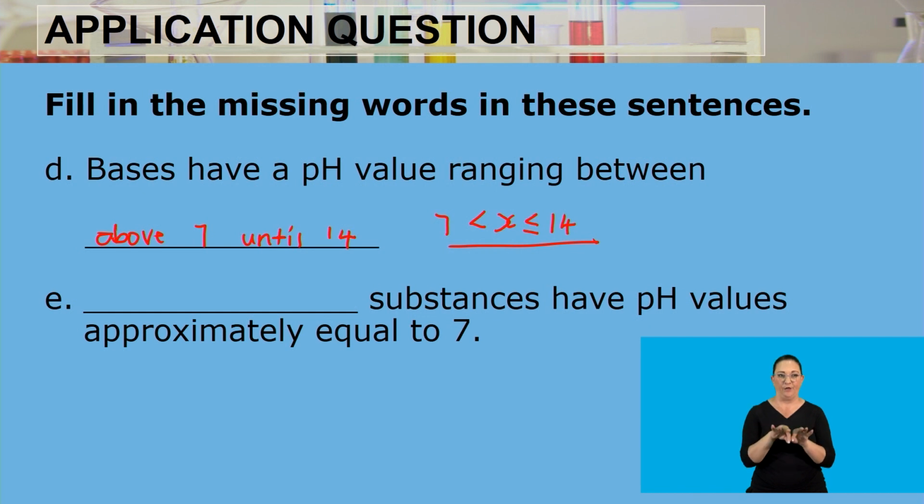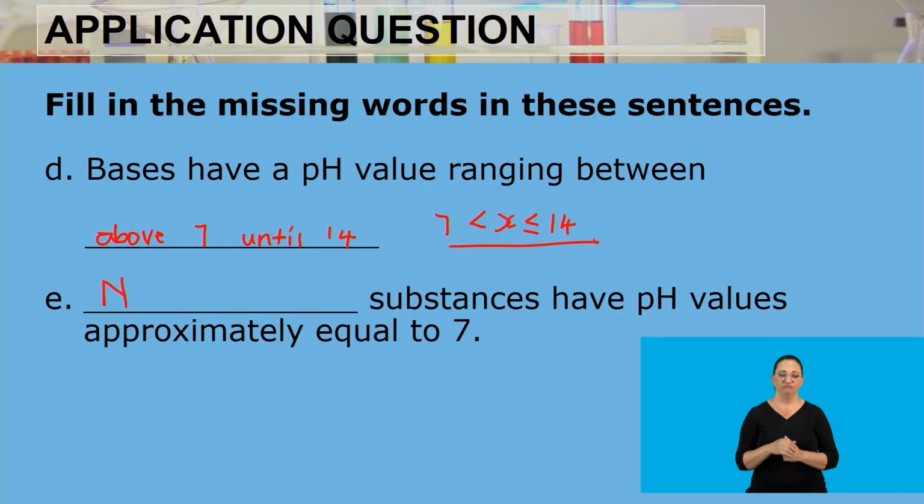Now, E, something which are substances, they have pH values approximately equal to 7. So what substances have a pH value approximately equal to 7? We know less than 7, acidic, above 7, basic, then at 7, we have neutral substances that are neither acidic nor basic. So we have neutral. So neutral substances have pH values approximately equal to 7. That we must always remember and not forget.